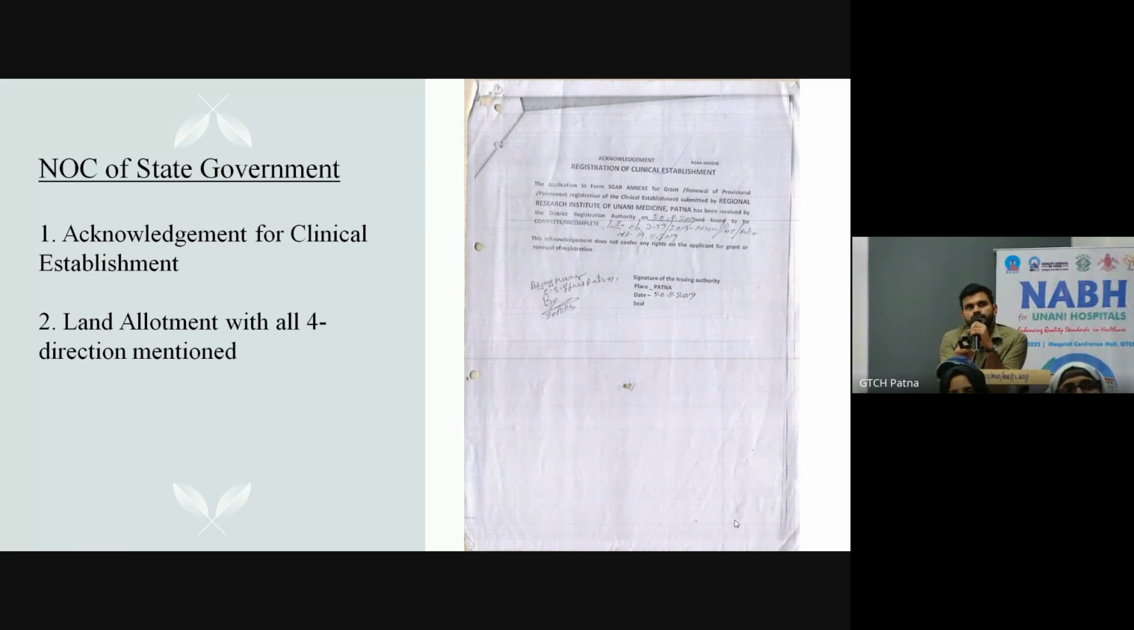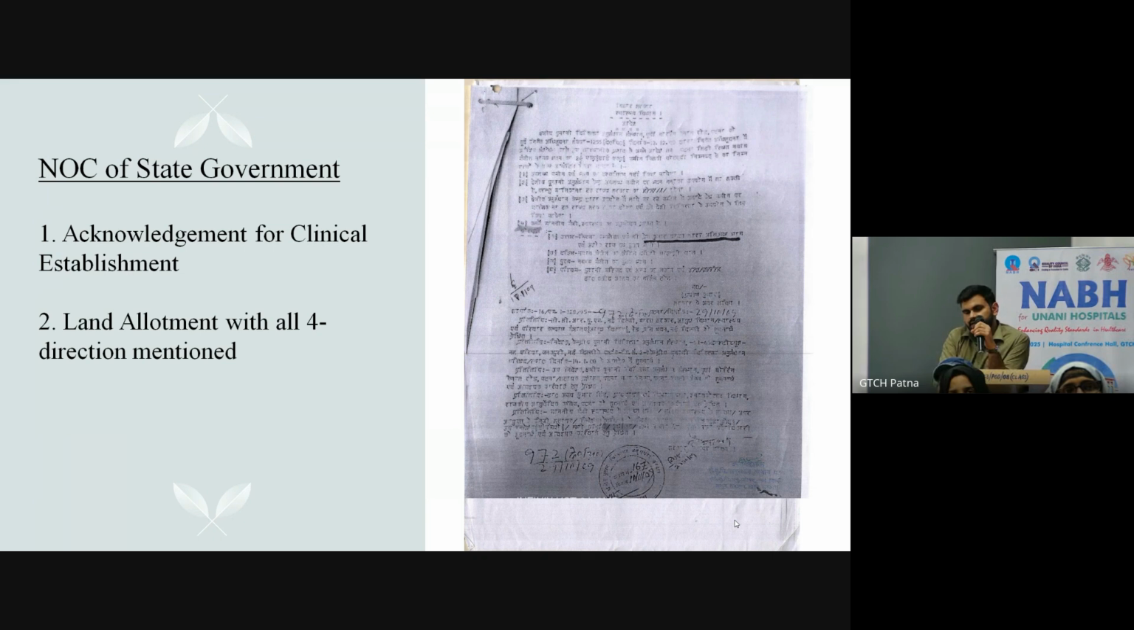And next is the land allotment with all four directions mentioned. This is the land document. It mentions the place where the hospital is located and all the directions: east, west, north, and south. Actually, it is the main document which clarifies where your institute is located and what kind of premises it is.